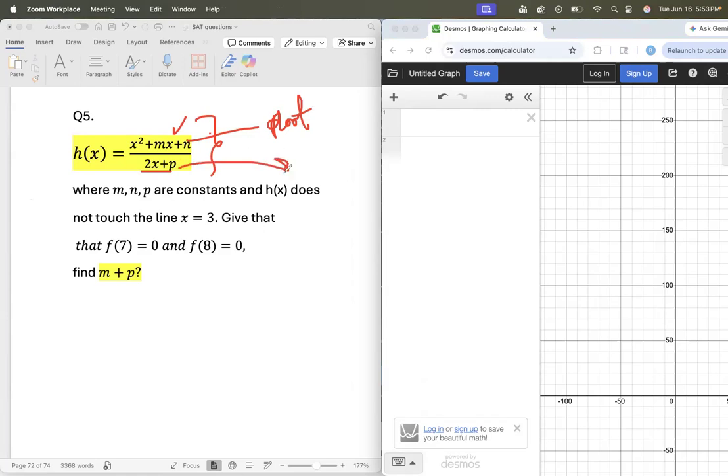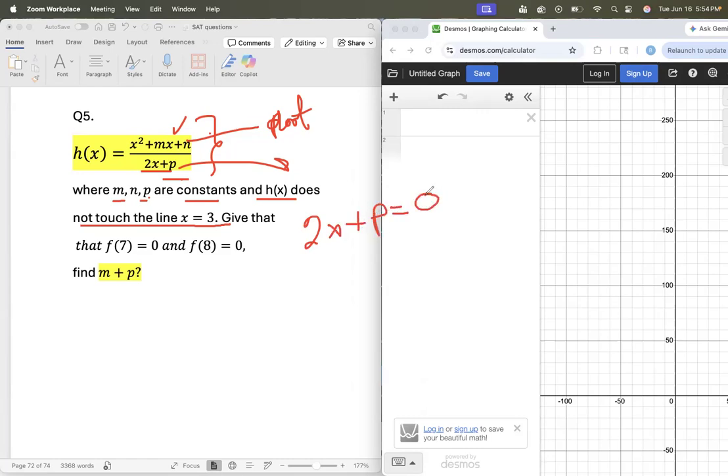And this is what determines the vertical asymptotes, right? A certain amount of x will make the denominator 0, right? And they told you that. They said m, n, and p are constants, and h of x does not touch the line x is equal to 3. That's the vertical asymptote. Therefore, what you need to do is look at x plus 2, x plus p.